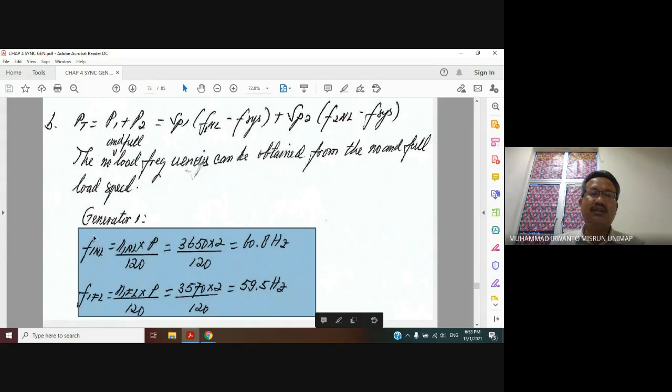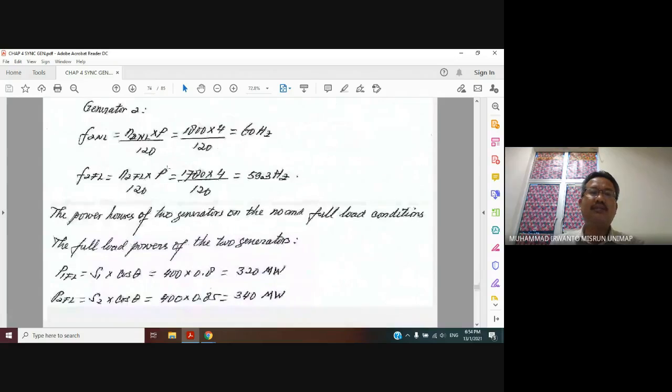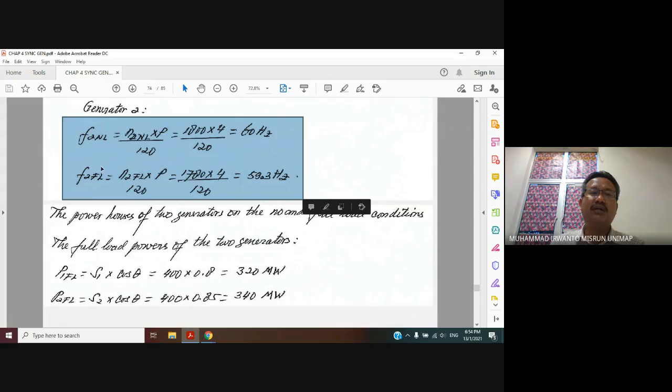So we obtain the value of no load frequency and full load frequency for generator 1. And then the same, we have to find the no load frequency and full load frequency for generator 2, based on the data given for the no load speed and full load speed for generator 2, based on the table above.